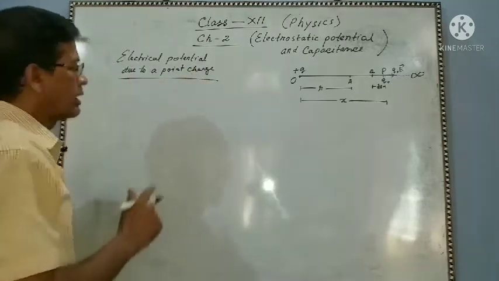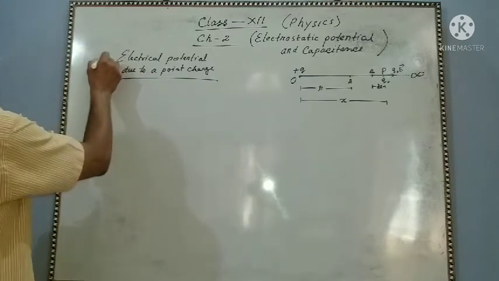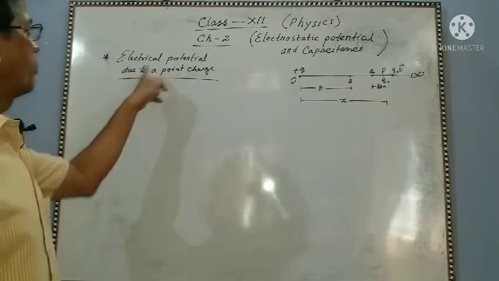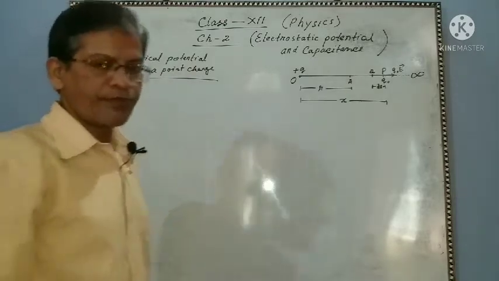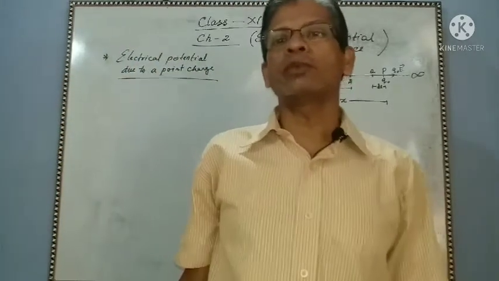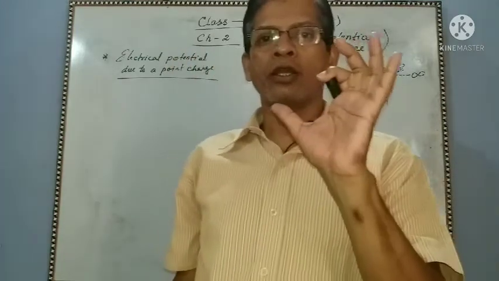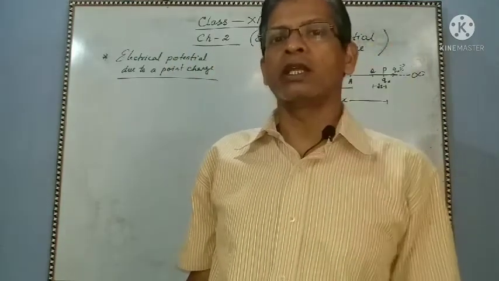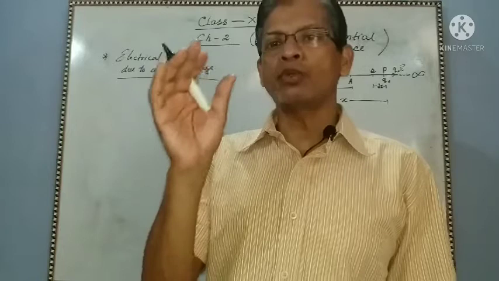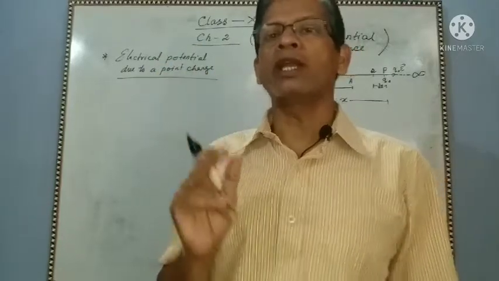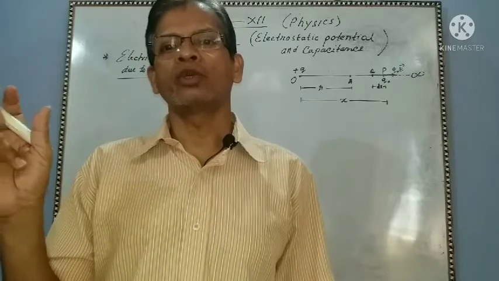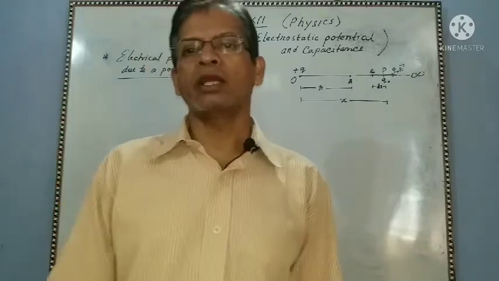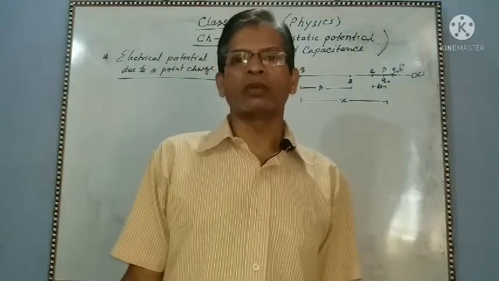Today I will discuss this topic, electrical potential or electrostatic potential due to a point charge. Now the question is, what is potential? It is the amount of work done to carry a unit positive charge from infinity to that point. This is called the electric potential at this point.